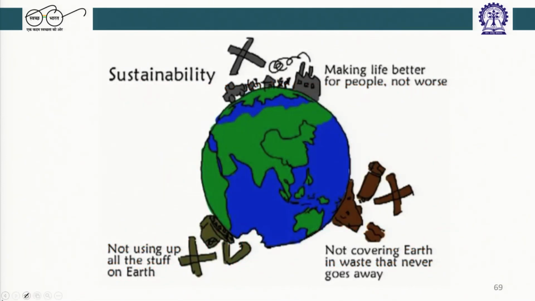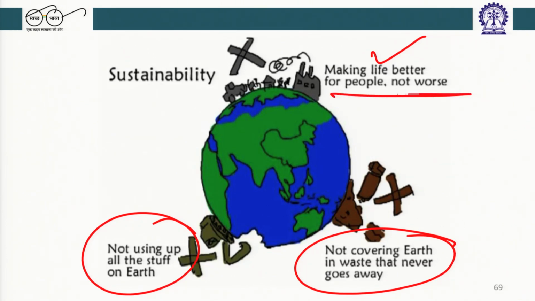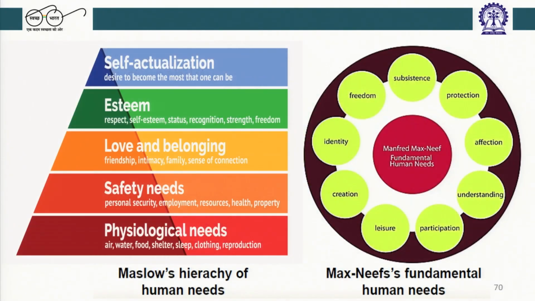Sustainability is making life better for people and not worse, not covering the earth in waste that never goes away, not using up all the stuff on the earth. That is what sustainability is all about. Very simply, if you have to explain to someone: making life better for people, not worse, not covering the earth in waste that actually never goes away, not using up all the earth's stuff which is out there.